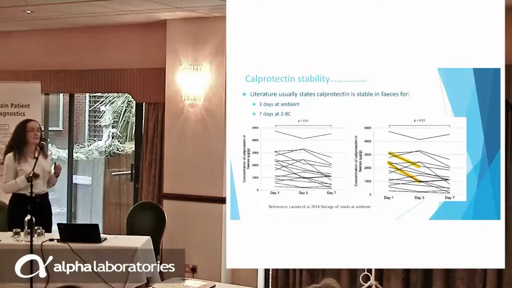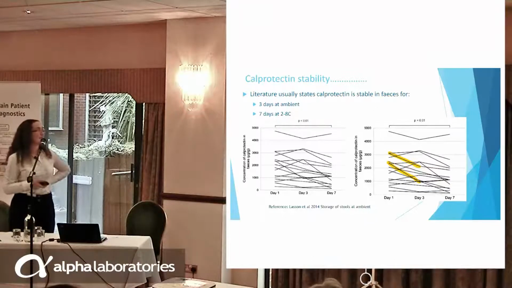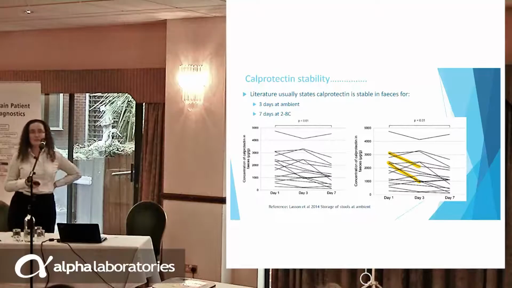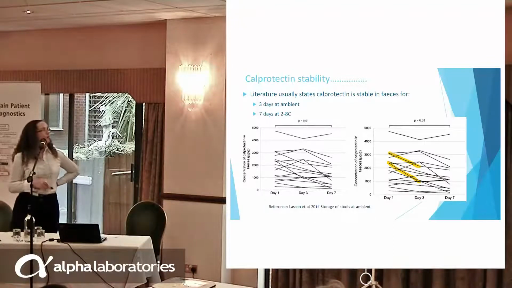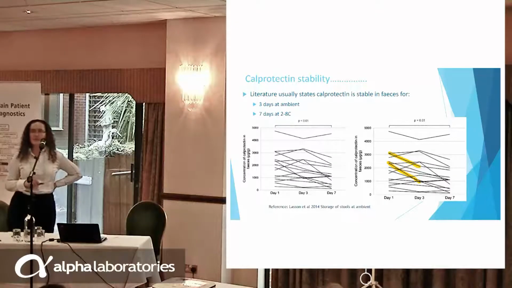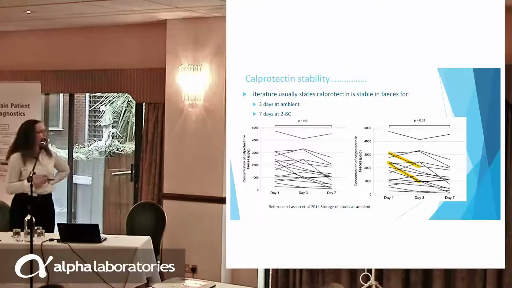If you look at it, it usually states that the calprotectin is stable in faeces for 3 days at ambient and 7 days at 2 to 8. Invariably, there is little to support that, it's just a statement. If there is something to support it, it can often be a little bit sketchy, I think. This graph is actually from the same paper by Larson in 2014.